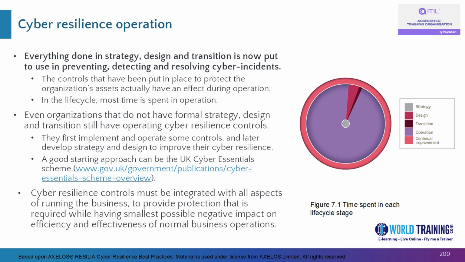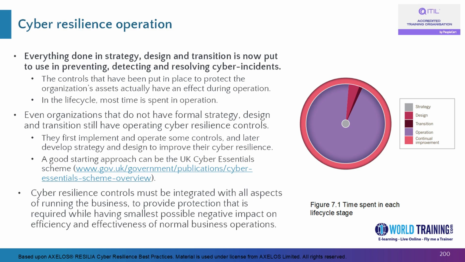Organizations that do not have formal strategy or design and transition still will have operating cyber resilience controls. And that's because they would like to first implement and operate controls and then later on develop their strategy and design to improve their cyber resilience. That may be because they are in a rush to get into operation and therefore they will intentionally overlook strategy and design and transition. It might not be such a good approach, but some organizations may end up doing that due to certain constraints.